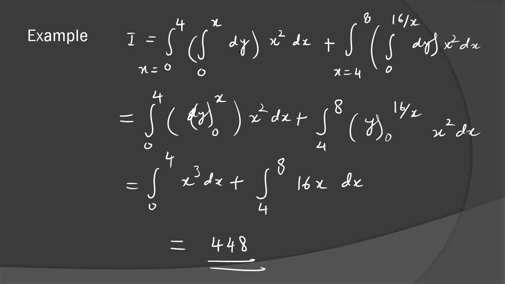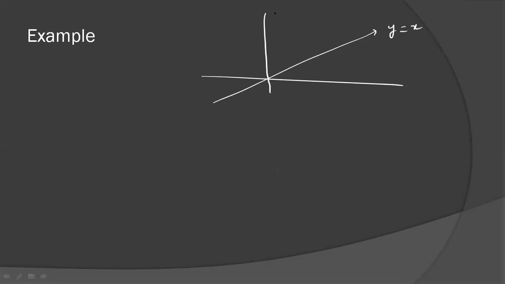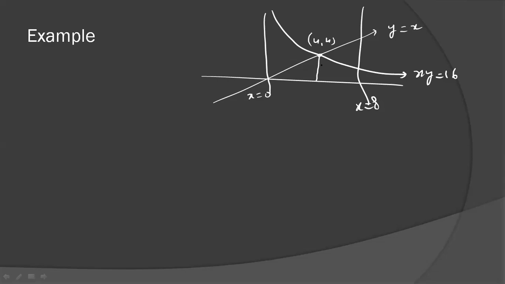From this example, I am going to draw it again. You can see y equal to x line, xy equal to 16, x equal to 8, and this is x equal to 0, and this is the point 4, 4. If you see carefully, the upper limit of y is 4 here and the lower limit of y is 0. Now I am taking y as a constant. This is your first region, this is your second region. Region is not going to be changed.